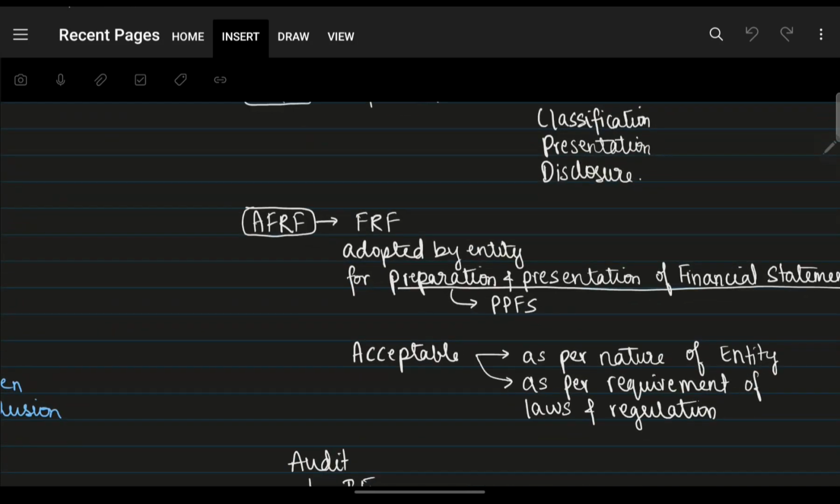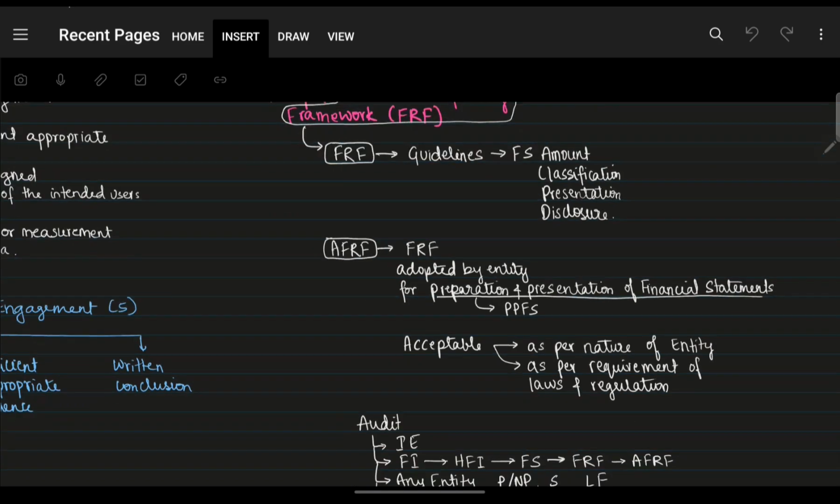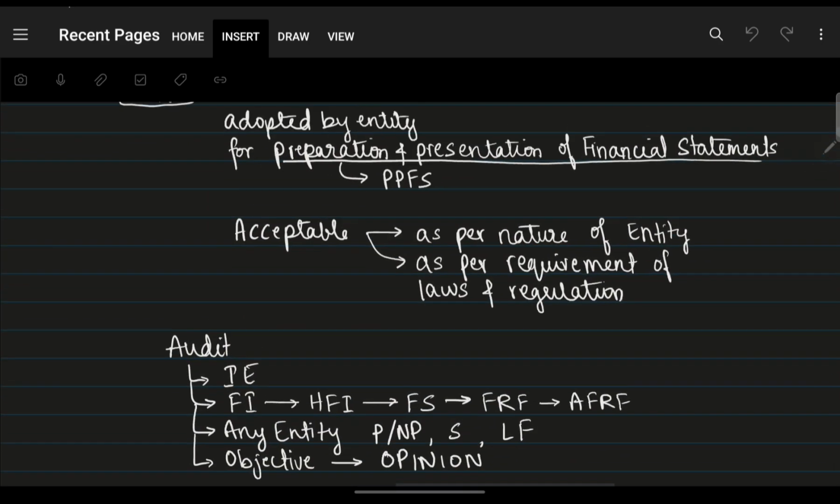Next, AFRF, or the applicable financial reporting framework, is the FRF that is adopted by the entity for preparation and presentation of financial statements. Okay, so the FRF must be accepted as per the nature of the entity, as per the requirement of laws and regulation, right?